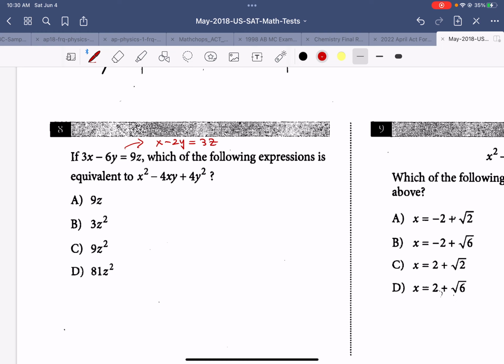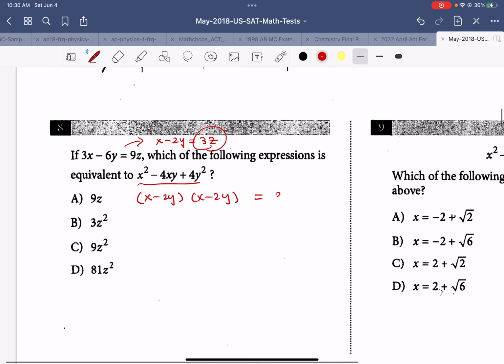And then this expression, I see that you can factor it as x minus 2y, squared, like that. And then replace that one. x minus 2y, we found that that's 3z. So that's going to be equal to 3z times 3z, which is 9z squared. So the answer has to be C. Okay? So manipulate and then replace it.